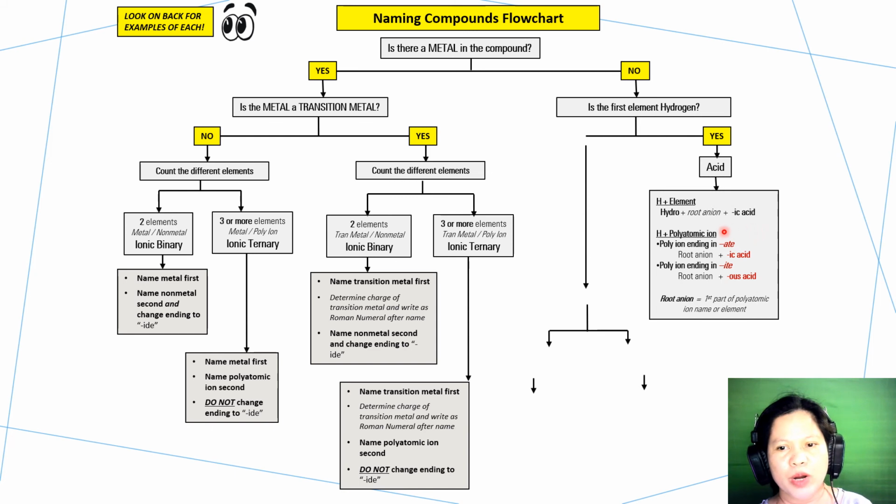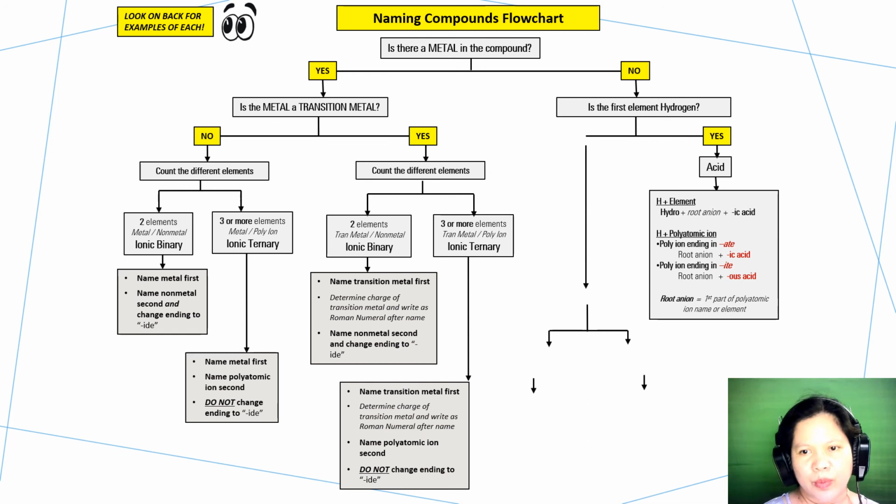Okay, for the polyatomic ions, halimbawa sa taas, copper sulfate. Okay? Pag dito sa baba, OUS, sige mamaya, we'll have examples of how do we name polyatomic ions ending in OUS. Usually, mga bromos yun, mga ganon. Okay?